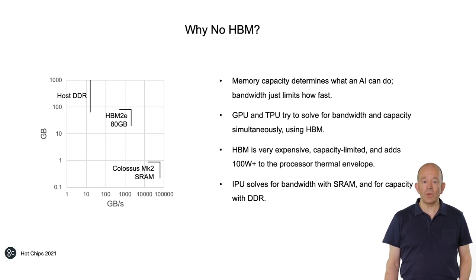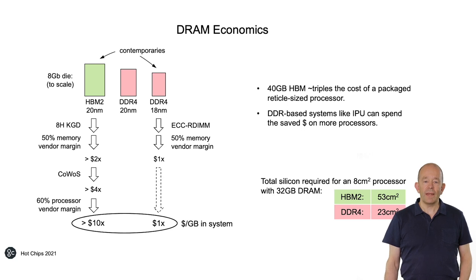Superhuman AI will likely require models with very many terabytes of parameters. HBM has a serious cost problem at that scale, and the IPU architecture provides an alternative. The graphic on the left shows the underlying economics, comparing the latest HBM generation with contemporary server class DDR4, both using 8 gigabit die. The HBM die is more than twice the area of the DDR4 die for the same capacity, so costs are about twice as much to manufacture.